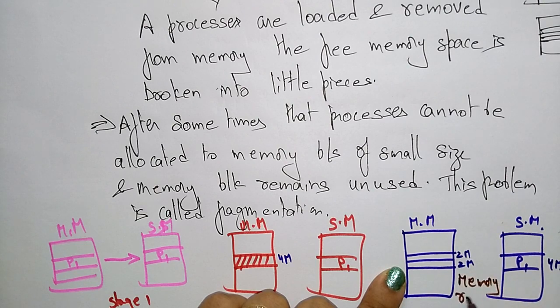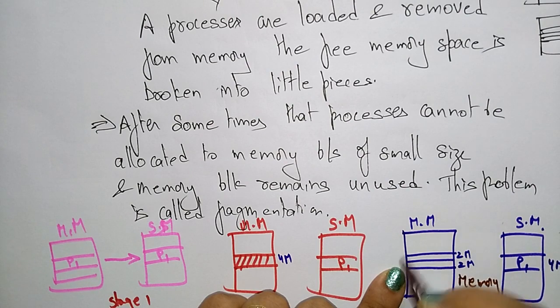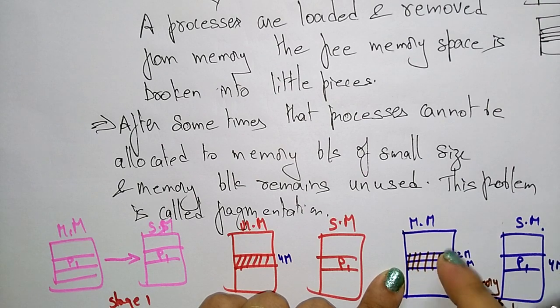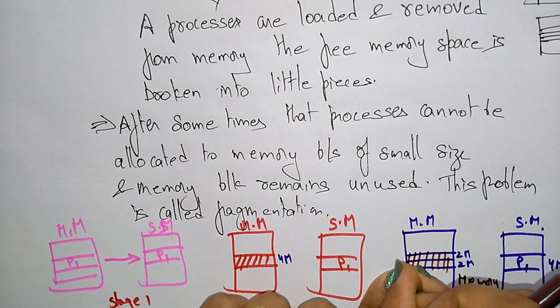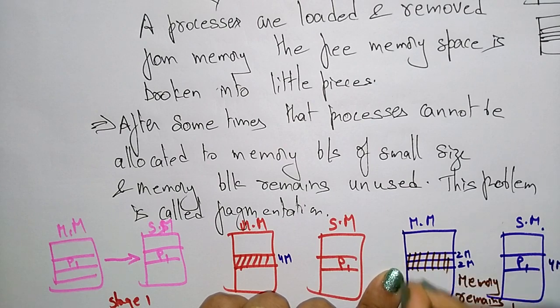The memory remains unused because we are not storing anything here, because this is 2M and 2M. So this process cannot come back to main memory because it is already divided into smaller pieces. It cannot fit in this memory block, so the memory block remains unused. This problem you call fragmentation: the process that cannot fit into that memory block.